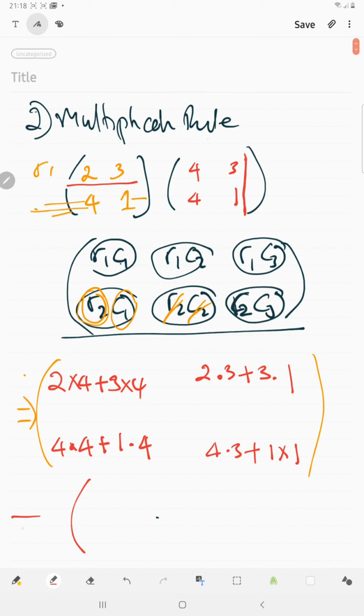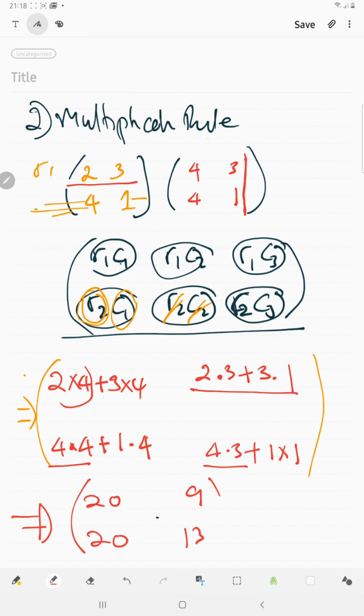So that at the end of the day, you can now have the sum: this one is 8 plus 12 is 20, and this one is 3 times 3, which is equal to 9, and this one is 16 plus 4, which is equal to 20. This is 12 plus 1, which is equal to 13. So this becomes the product of the matrices. I want you to take note of that.